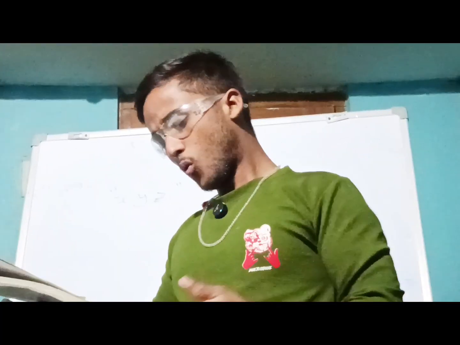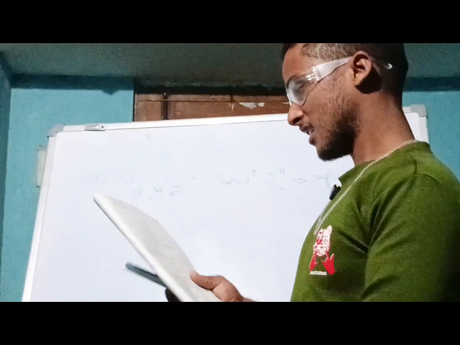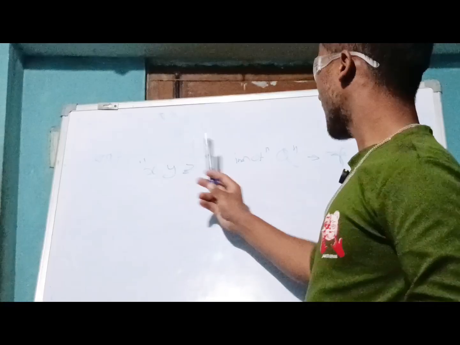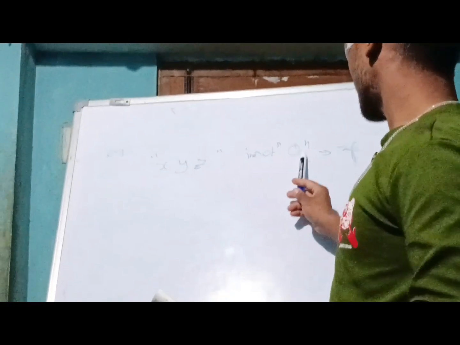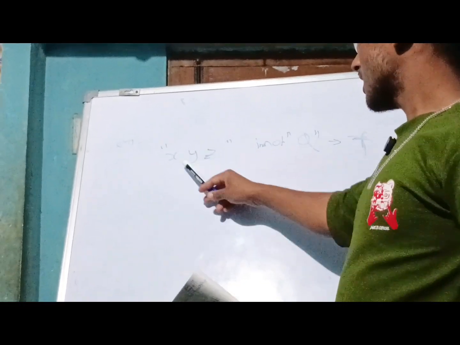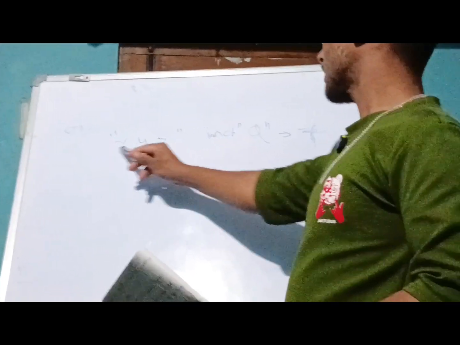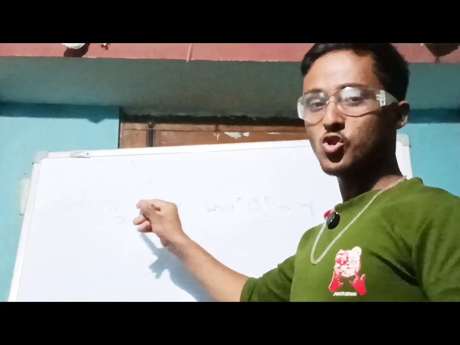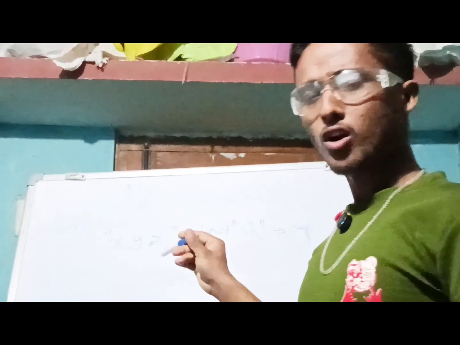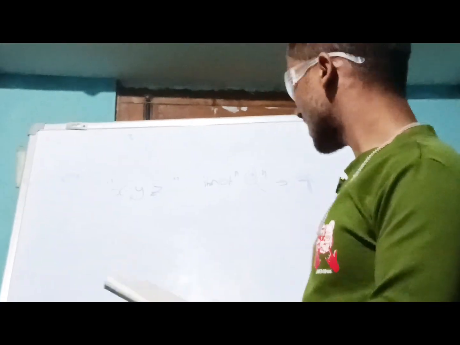Okay, identity operators. What is the meaning of an identity operator? Identity operators are also of two types: is and is not. Is works the same way: the x value is there. Is not is the opposite: if the values are not matched, that is is not. Simple.